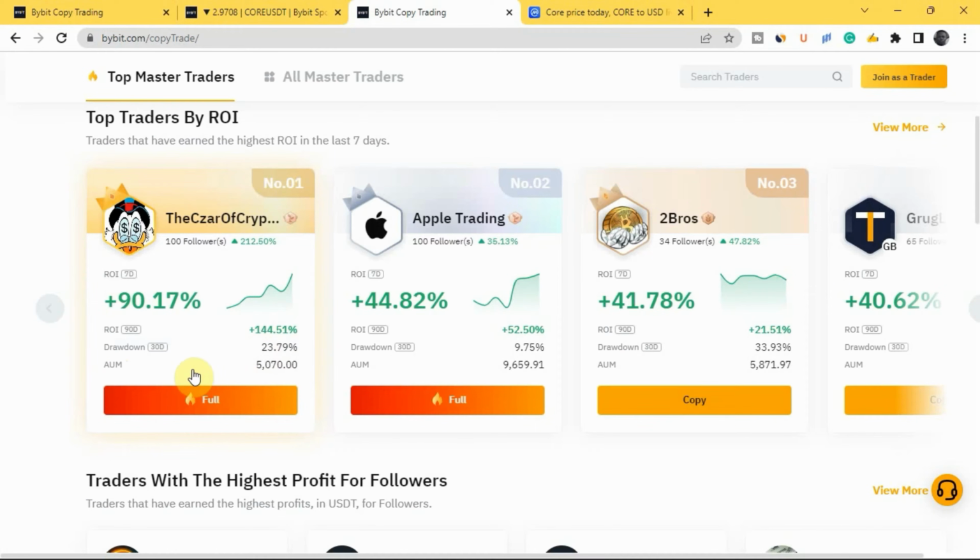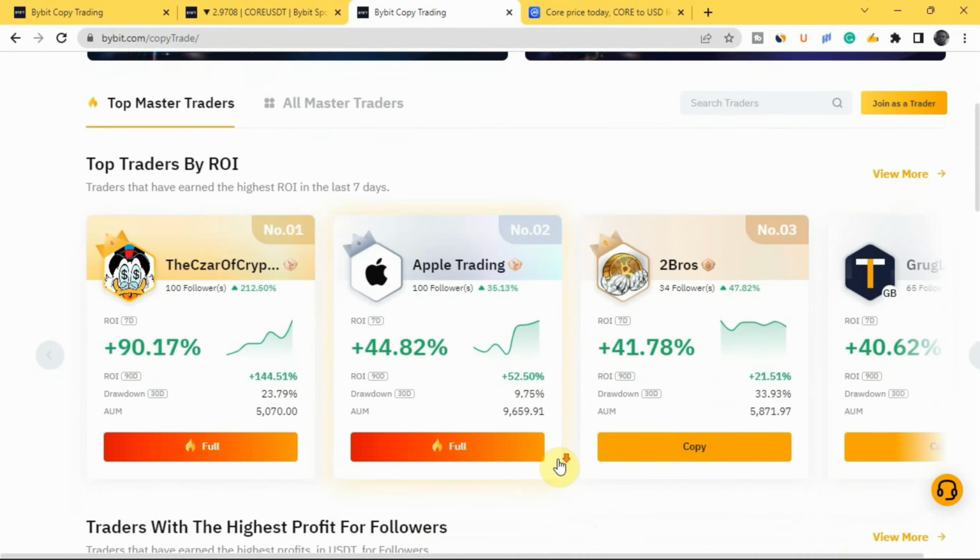Also, there's something you're going to notice about each trader. You see where you have AUM. AUM means assets under management. So that means that this person is handling $5,000 worth of assets in his portfolio. For this person right here, this person is handling $9,600 worth of assets in his portfolio. You see for other people right here.